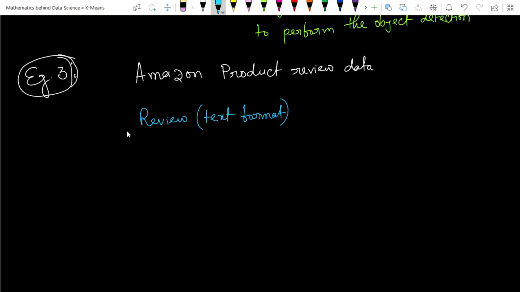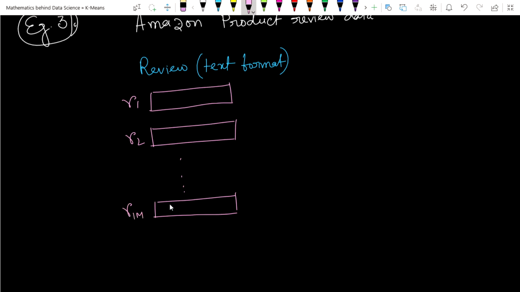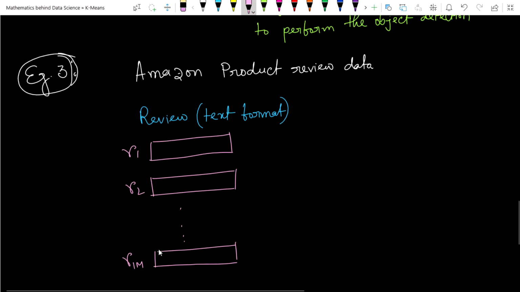So for simplicity, suppose we have collected the data in text format. Suppose this is review 1, and this is review 2. Like that we have collected such kind of 1 million reviews, and we are interested in training on this data. Now the question that comes up is that we have to find the tags and its polarity, meaning whether this review is positive or not.